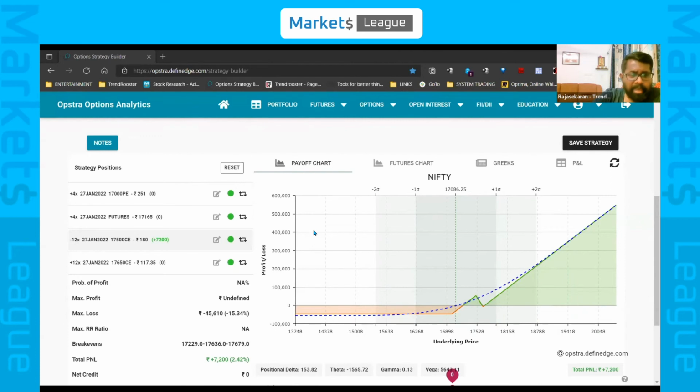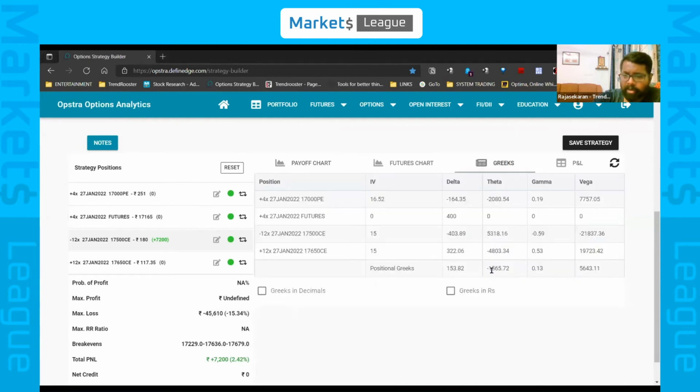potential upside. Some people said, Raj, what happens if I just buy a long call? I will get the same kind of structure. But in this context, if you look at that, I have a very limited negative theta.